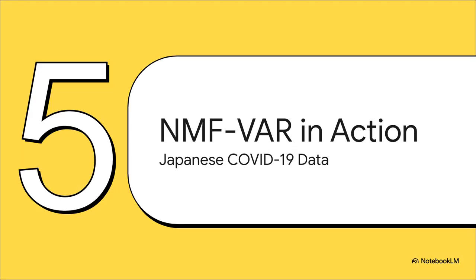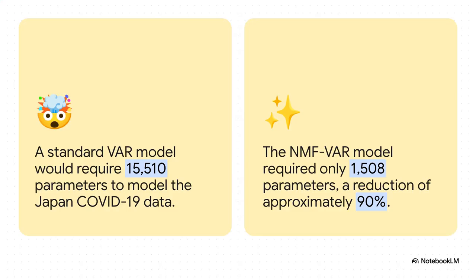Okay, this all sounds great in theory, right? But does it actually work? Let's dive into that real-world COVID-19 dataset from Japan and see what this NMF VAR model can do. So remember that absolutely wild number from before? 15,510 parameters for a standard VAR? Well, check this out. The NMF VAR model? It needed just over 1,500. That is a 90% reduction in parameters. That's not just a small improvement. That's a whole different ballgame. That right there is the power of this approach in a nutshell.